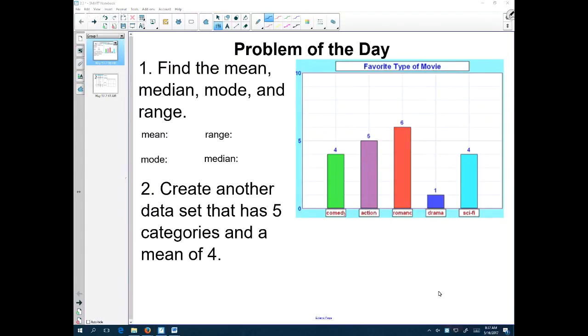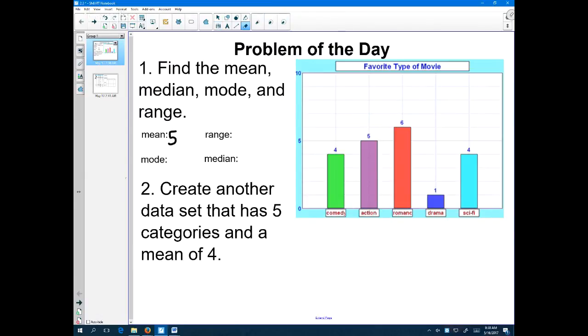Which one is she going to do? Ooh, the mean. How'd you get that? I added up all the numbers. Yeah, you got what? 20. And then I divided it by 4. What four? There's 5 things. Oh no, it is 4. The answer's 4. Very good.